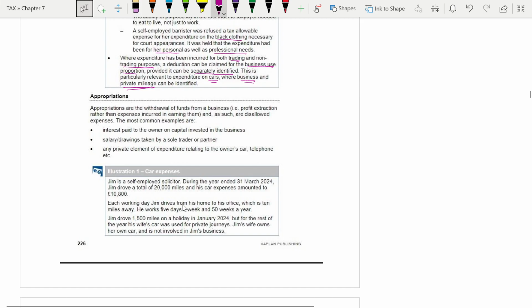Appropriations are withdrawals of funds from the business. If you are using the funds for personal use, it is a profit extract, and such expenses are disallowed. The most common examples are interest paid to the owner on capital invested, salary or drawings of the sole trader, and any private element of expenditure on the owner's car or telephone. Appropriations are withdrawals of funds from a business, and as such are disallowed expenses.